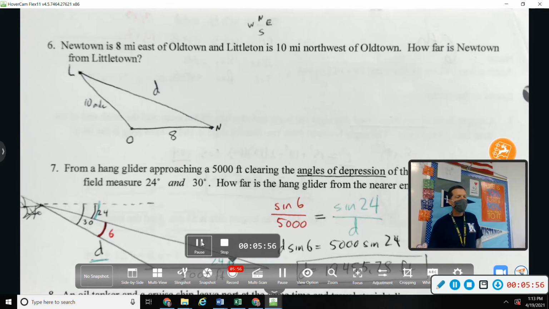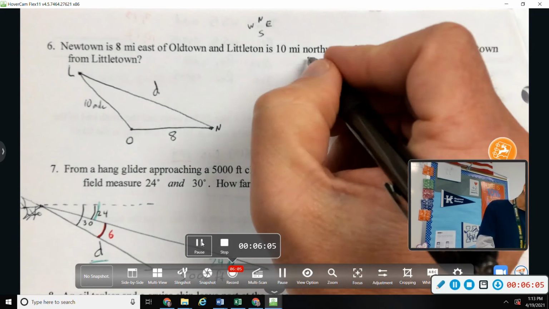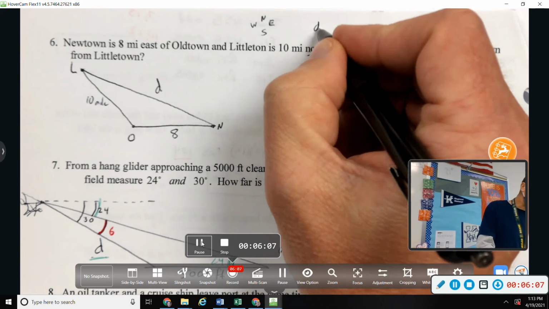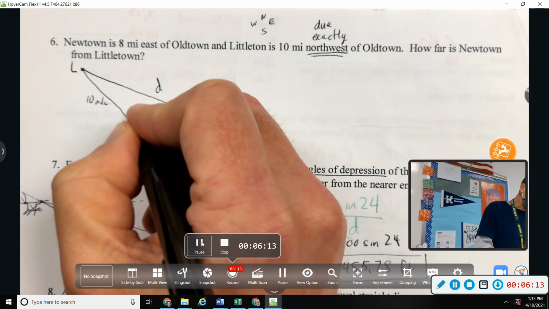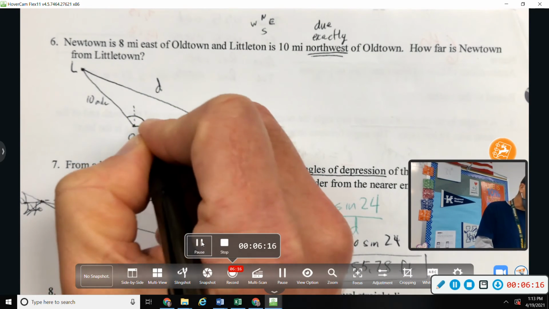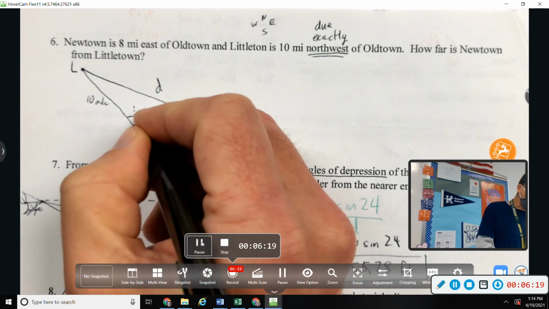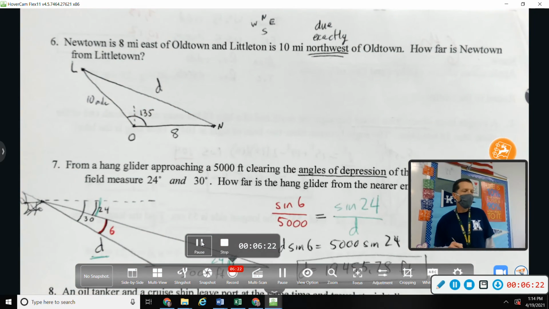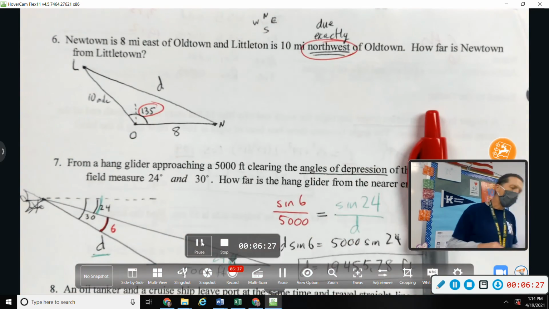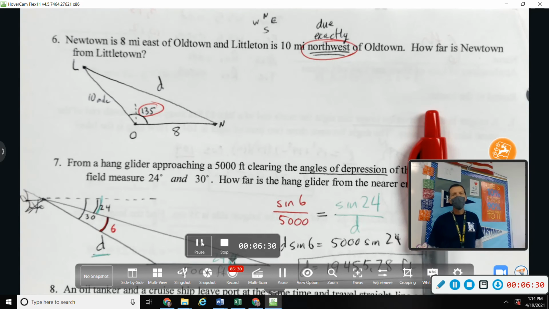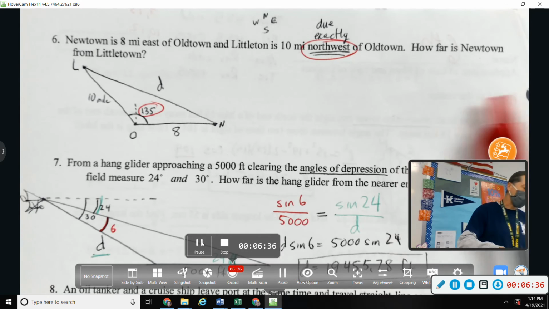As that picture sits right now, there's not enough information to solve that triangle. And so that's part of the confusing part. This northwest, it should have said due northwest or exactly northwest. Because then we would know that that angle is 90 plus 45 or 135. So that was kind of the trick on that one, is this northwest meant you were exactly northwest. But it didn't say that, so it's a good one to ask about.